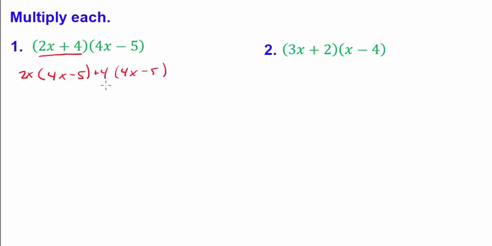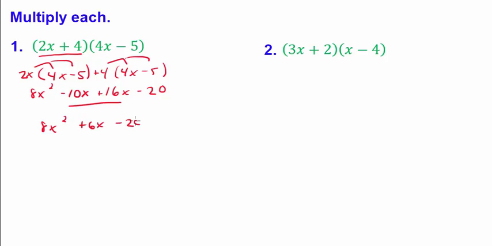So this is using the distributive property as it's stated, and then from there I go ahead and distribute the 2x to the quantity 4x minus 5, which results in 8x squared minus 10x. I'm going to do the same with the 4 times the quantity 4x minus 5, which is going to give you 16x and minus 20. From there I combine any like terms, which in this case are the negative 10x and the 16x, to get 8x squared plus 6x minus 20.